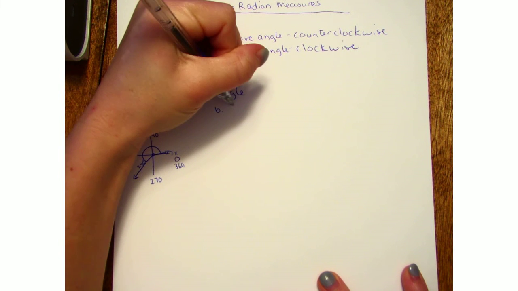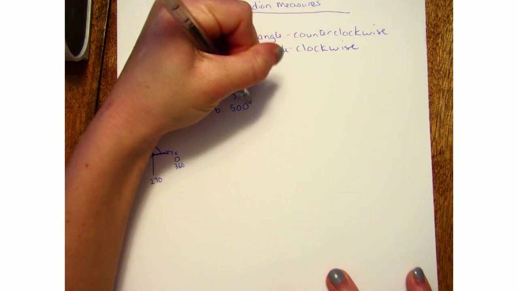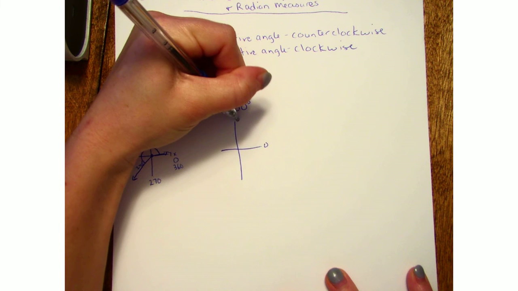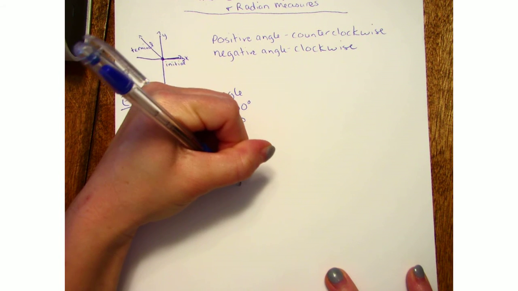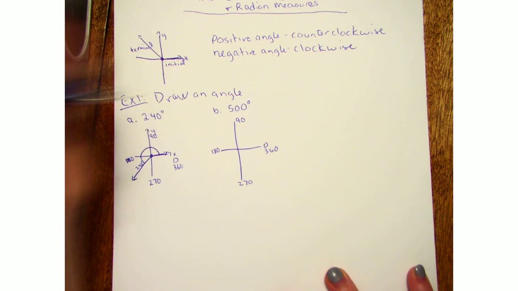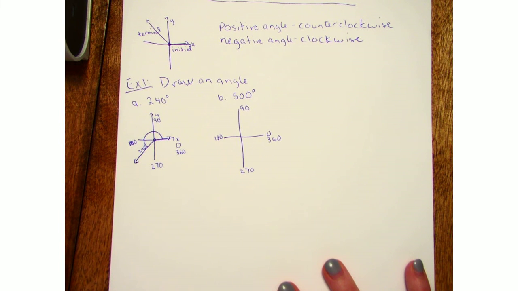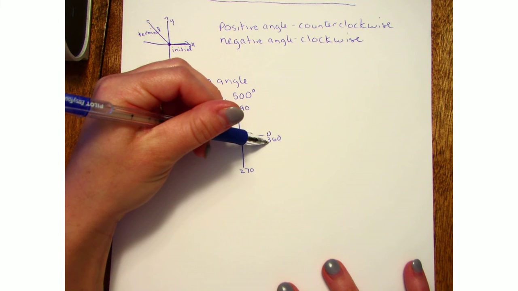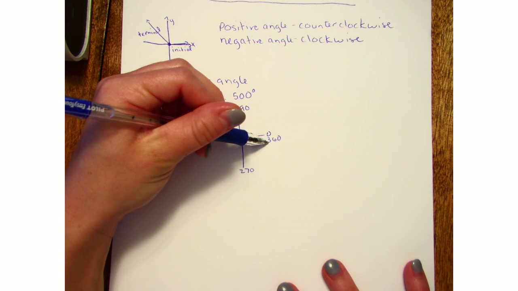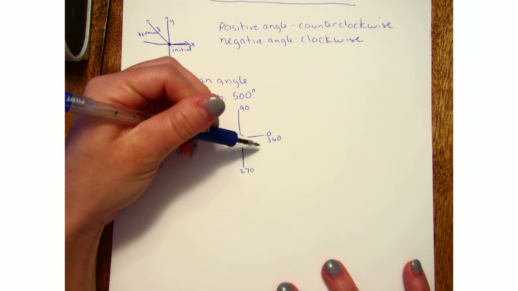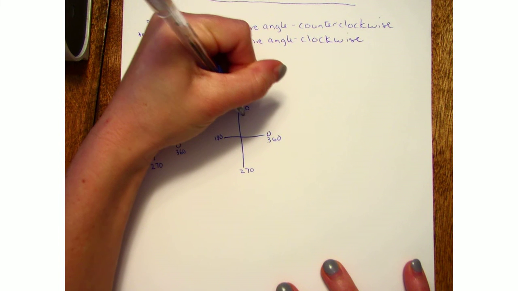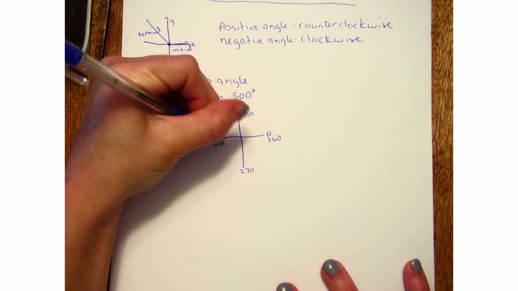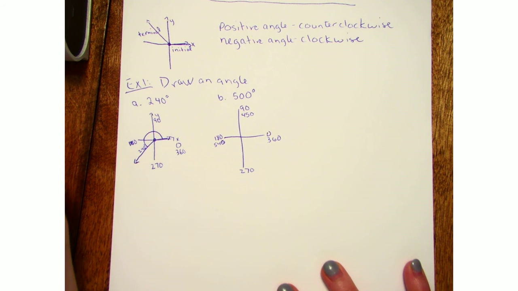So let's look at one that's a little bit bigger than 360. So 500 degrees. Again, start out with your coordinate plane: 0, 90, 180, 270, 360. In this case, I'm going to write more than 360 because we have an angle bigger than 360. Whenever you have something more than 360, you just keep adding 90 every time you go to a different quadrant. So 360 plus 90 is 450, 450 plus 90 is 540. There you go. Don't need anything else other than that.